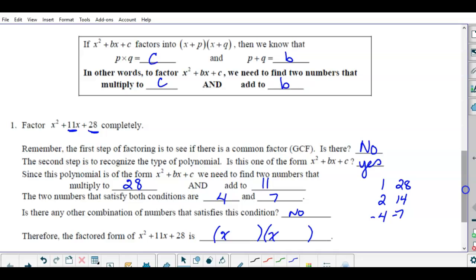You can set that up no matter what. x at the beginning of each. And then your two numbers. Your two numbers are 4 and 7. So you need an x plus 4 and an x plus 7. Okay, then you're done. You can always check it. If you expand that back correctly, you should get the original trinomial expression.